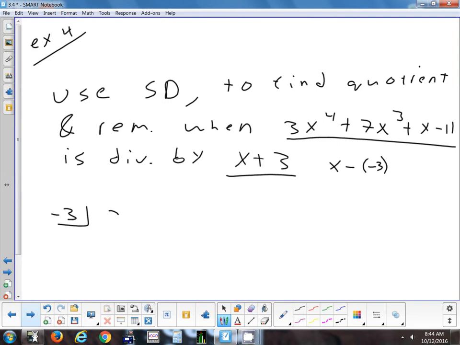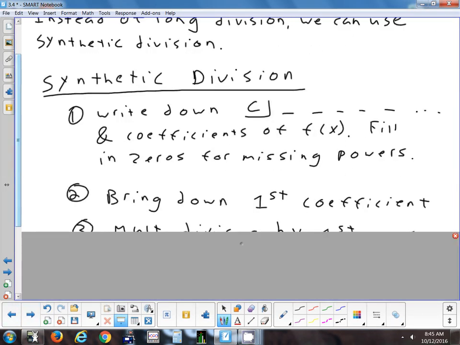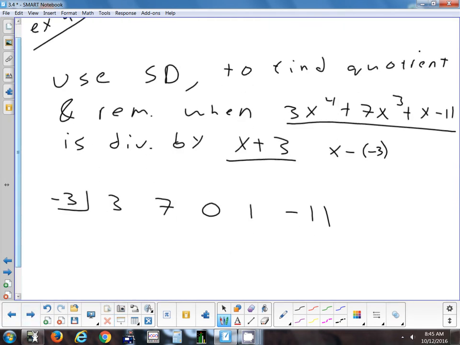And what about the coefficients that I'm going to write next to -3? Yep, 3. You have to put a 0. So 0, 1, -11. Yep. So always make sure that you fill in any zeros if you're missing powers. All right, so we've done that. What's my first step? Yep, bring down the 3. That just gets everything going. And now we're going to multiply, write the result, and add, and keep repeating that.